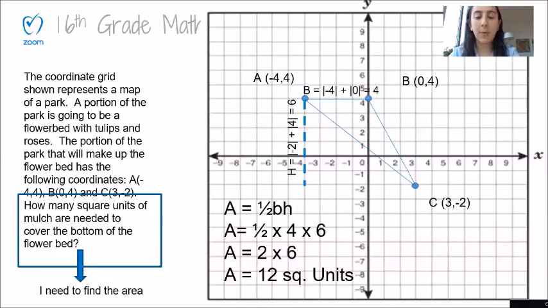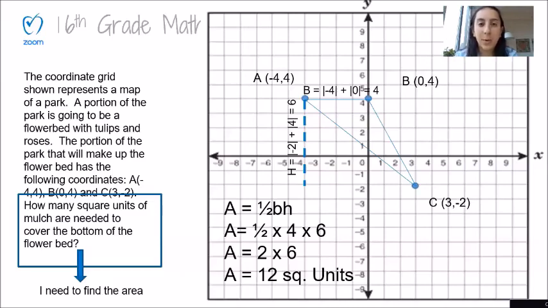Take a look at my work here. Notice how I found the base and the height were 4 and 6. When I substituted that into my formula, I got 12 square units. If you got an answer of 24, you made a mistake of not multiplying by 1/2. Anytime we're finding the area of a triangle, we must multiply by 1/2.